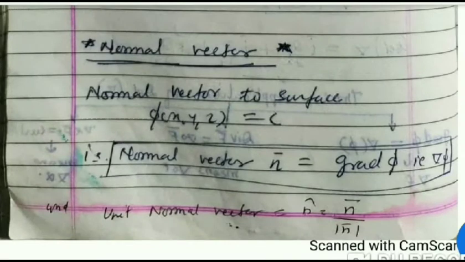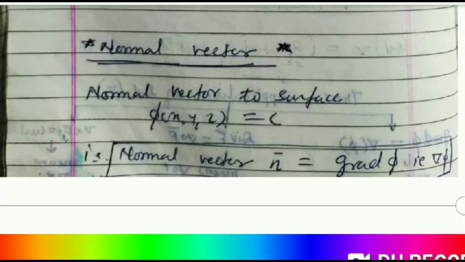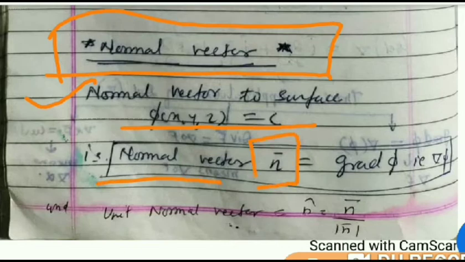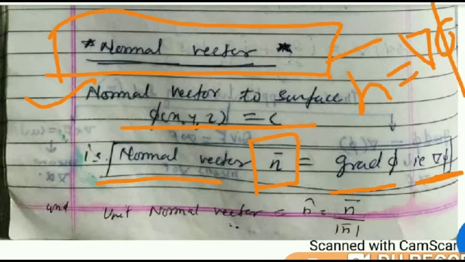Now we have to calculate the normal vector. The formula of the normal vector means how we can calculate the normal vector. The normal vector to the surface phi of x, y, z equals c is denoted by n bar and equals grad phi, that means del phi. So simply n bar equals del phi.